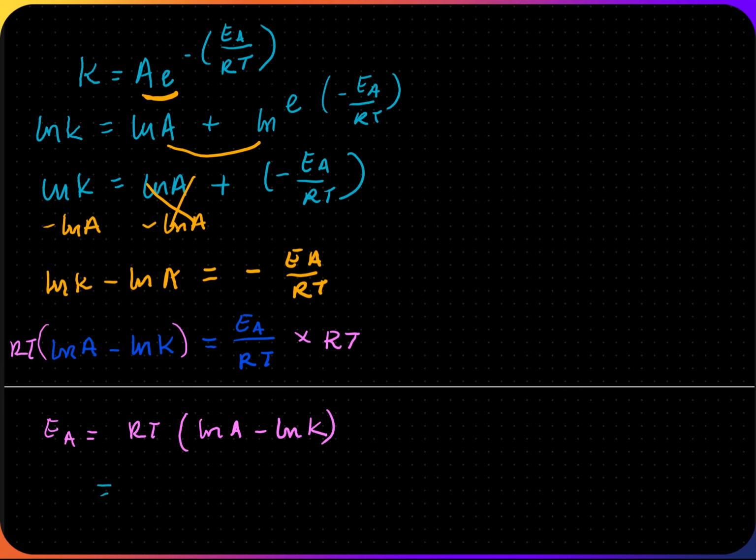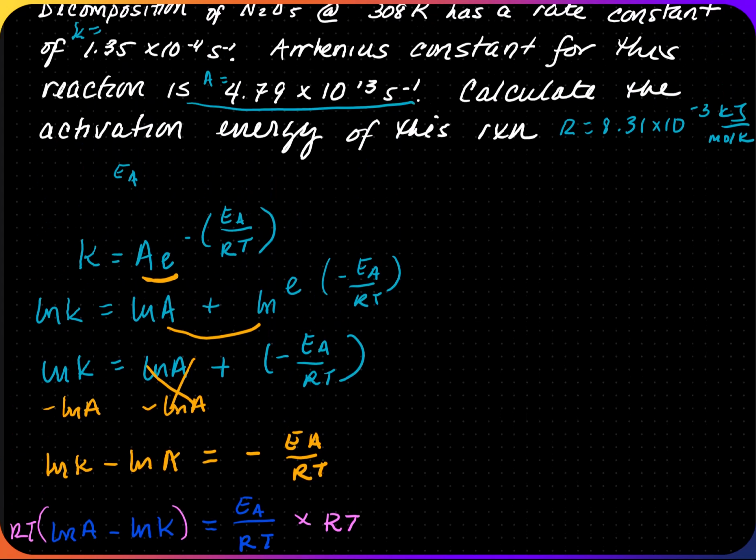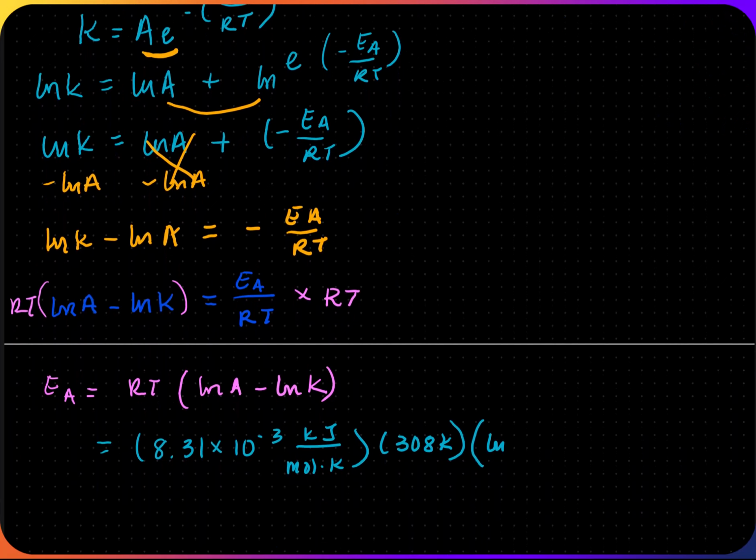So now I'm going to plug in. R is 8.31 times 10 to the negative third kilojoules per mole Kelvin. The temperature above was 308 kelvins. The A above, remember, was 4.79 times 10 to the 13th seconds to the negative first, and my K constant was right here. So I'm just going to plug that in. That's going to equal 4.79 times 10 to the 13th seconds to the negative first minus ln 1.35 times 10 to the negative fourth seconds to the negative first.